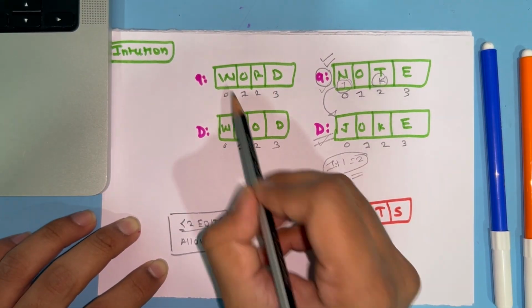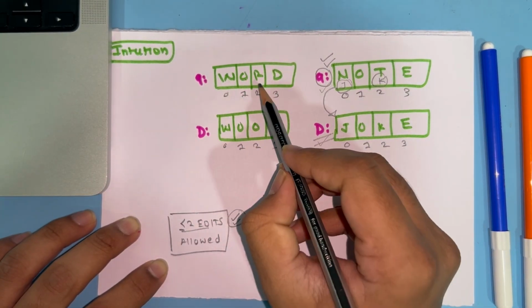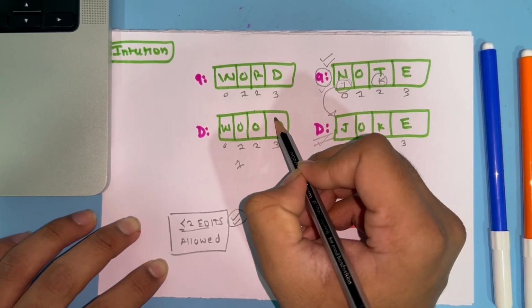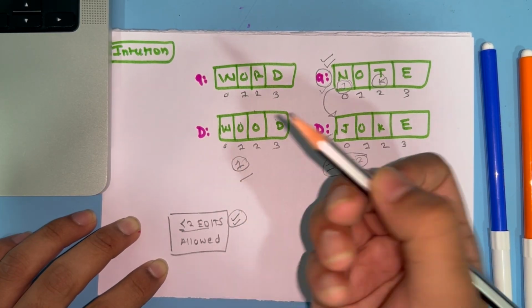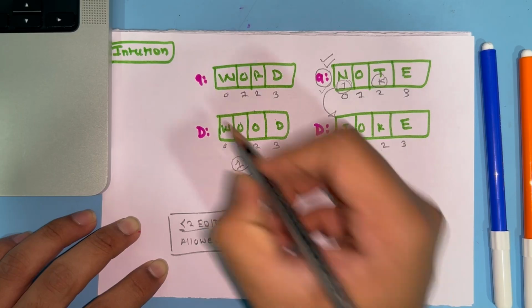Similarly here, W and W is matching, O and O is matching, R and O is not matching, one mismatch. D and D is matching. Okay, cool. So it is also less than or equal to two edits. So yeah, this also can be added.